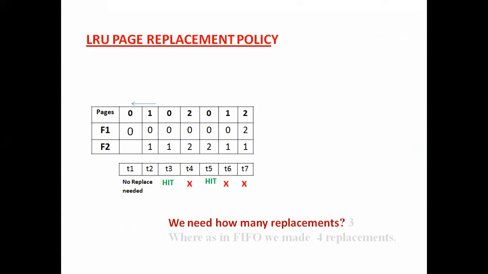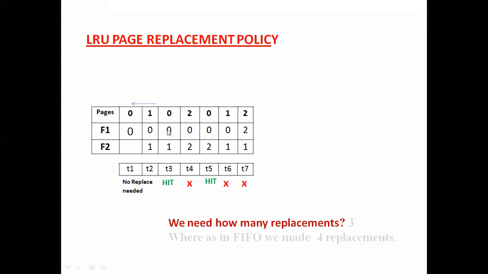How do you indicate a page fault or a page miss? By writing an X mark. And we can indicate the number of hits by writing H or HIT for hit. For frame number 1 and frame number 2, for the first 2 pages no replacements are needed. Why? Because we have 2 frames available, hence you can accommodate each and every page in the 2 frames available.